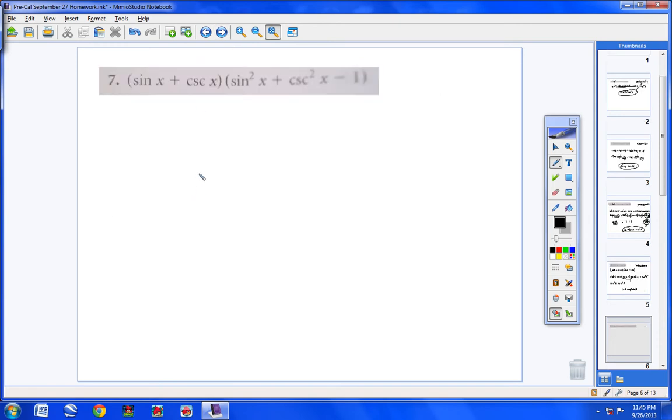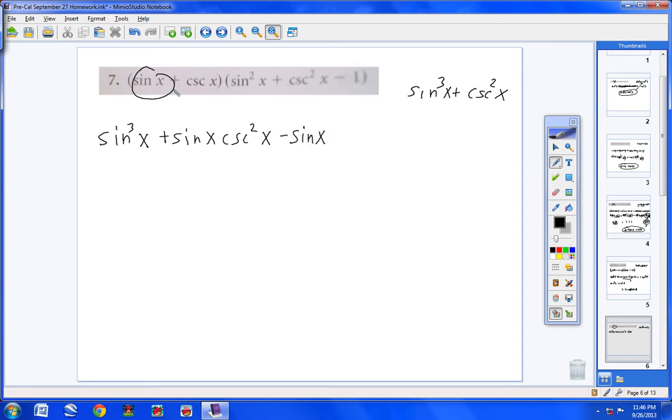All right, number 7. Let's see, the answer for number 7 would be sine cubed plus cosecant cubed. So sine cubed plus cosecant cubed. And here we go. Let's take our sine and multiply it through. Sine times sine squared would be sine cubed. Sine times cosecant would be sine x, cosecant squared x, and sine times negative 1 would be negative sine x. So I took this sine right here and I multiplied it through times each term.